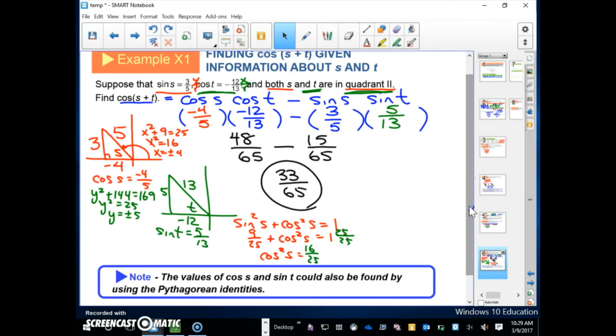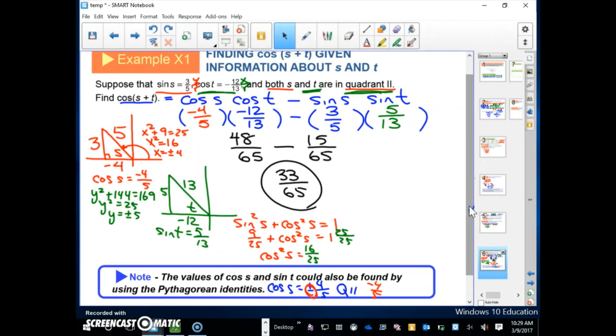If I'm solving this, I'm going to take the square root of both sides. That would give me cosine S equals plus or minus 4/5. But then you're saying, wait a minute, S is in quadrant 2. And in quadrant 2, I would know that cosine is negative. And so that's how I knew that was negative 4/5.